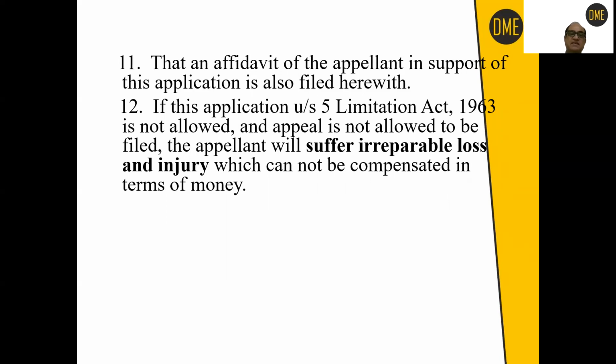So this para says, if this application under section 5 of the Limitation Act is not allowed and the appeal is not allowed to be filed, the appellant will suffer irreparable loss and injury which cannot be compensated in terms of money. You are saying that, sir, irreparable loss and injury will be caused to me if I am not allowed to file the appeal, if my application under section 5 of the Limitation Act is not allowed.